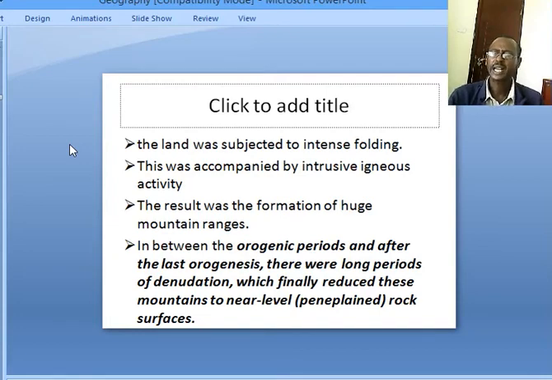Then the land was subjected to intense folding. This was accompanied by intrusive igneous activity.